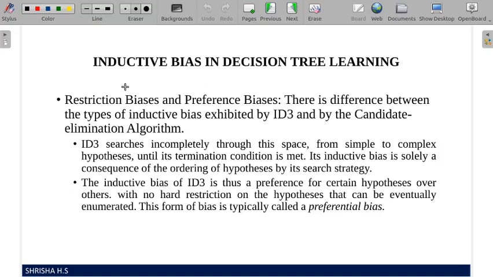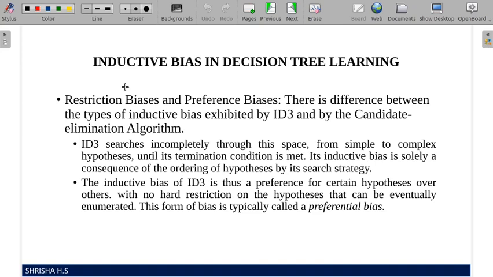So now we give a comparison between the inductive bias of ID3 and the inductive bias of the candidate elimination algorithm. We compare them, and in ID3 it is called preferential bias, while the candidate elimination algorithm has what is called restriction bias. We'll first see the characteristics of inductive bias in ID3, then compare it with the candidate elimination algorithm.